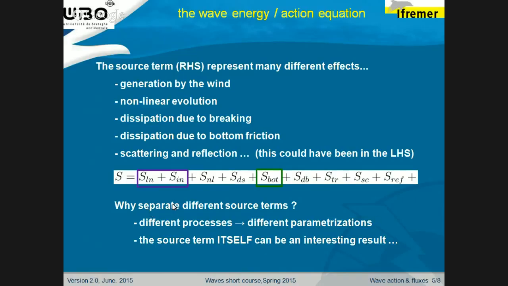So why do we need to separate these? We could just say we have one big source term and put everything together, and we just have the wave evolution like that. The reason for this separation is that, first of all, that often corresponds to different processes that are active in different regions. And usually you have different parameterization for different processes. The effect of the wind is not the same as the effect of the mud. That's logical. The other reason is that the source term can actually be by itself an interesting result. And you typically sometimes want to output the source term from the wave model.